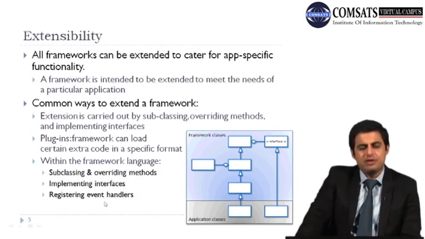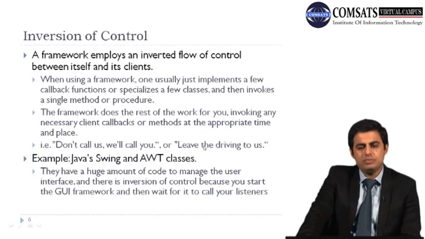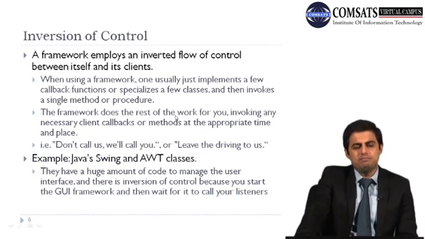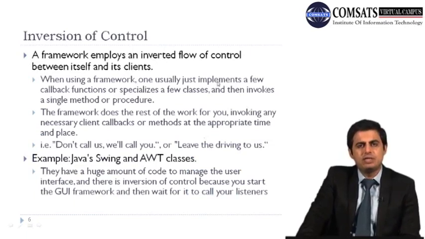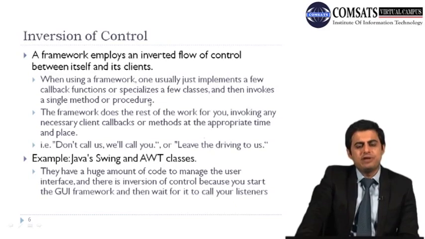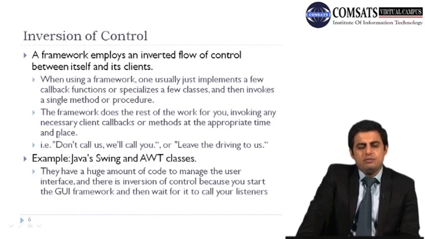So basically, this is the way you can extend a framework, and this is what is called extensibility of framework classes. Now, inversion of control. Basically a framework employs an inverted flow of control between itself and its clients. When using a framework, one usually just implements a few callback functions or specializes a few classes, and then invokes a single method or procedure. But the framework does the rest of the work for you. It invokes any necessary client callback or method at the appropriate time and place.